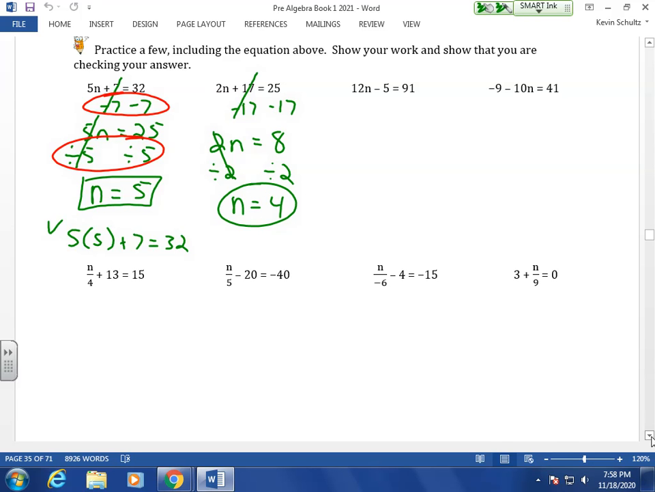Plug that back in. 2 times 4 plus 17. 8 plus 17 does equal 25. It checks out. Again, I strongly encourage you to plug your answers back in and check them. Like I said before, it's like cheating in math.